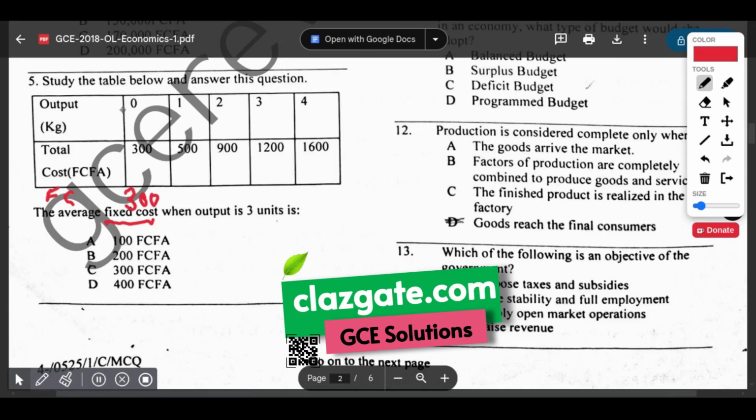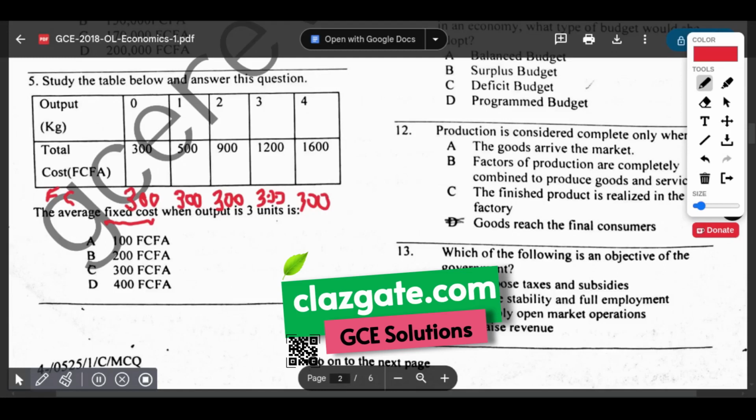So the value of fixed cost is always calculated by taking the total cost when output is zero. That will give you the fixed cost, and the fixed cost will not change when we produce 1 kilogram. So here it is still 300. Fixed cost does not change, because by definition it is constant all through. This is still 300, this is still 300. So we have fixed cost 300, 300, 300, 300, 300.